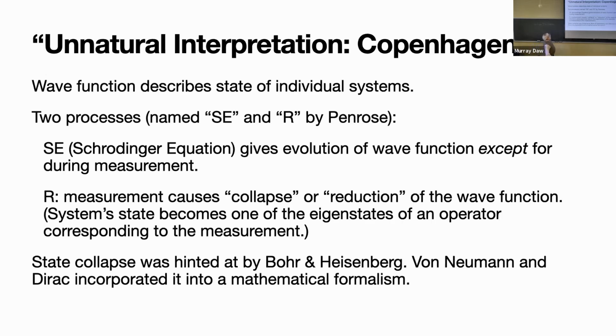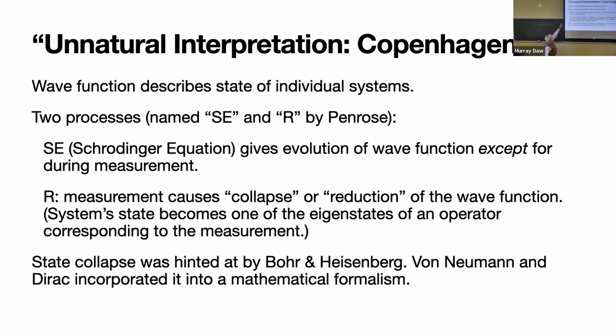Okay, so what is this Copenhagen interpretation? What Einstein says is unnatural. So the first thing is that the wave function describes states of individual systems. That's the first problem, part of the aspect of Copenhagen. Not ensembles, but individual systems. And there are two physical processes that are described by the Copenhagen interpretation.